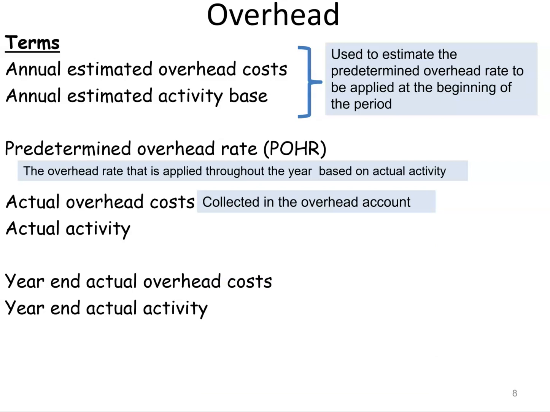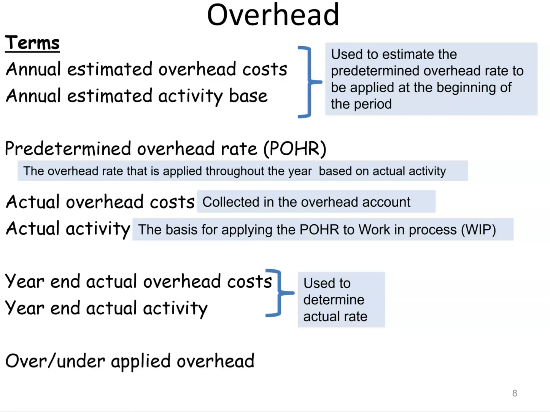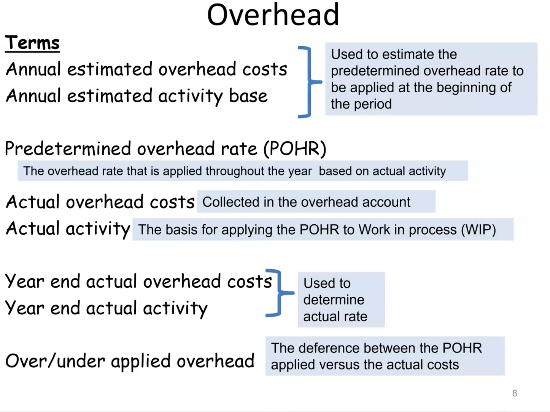Actual overhead costs, again, are collected in the overhead account. Actual activity is the basis for applying the predetermined overhead rate to work in process. At year end, we're going to use the actual overhead cost divided by the actual activity to come up with the actual rate. These two are never the same, the predetermined overhead rate and the actual rate, because two things can vary, the costs and the activity. And that's how we come up with under or over applied overhead, which is the difference between the actual overhead and the applied overhead.